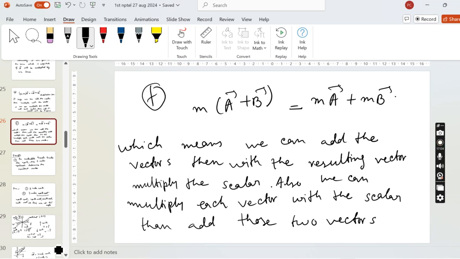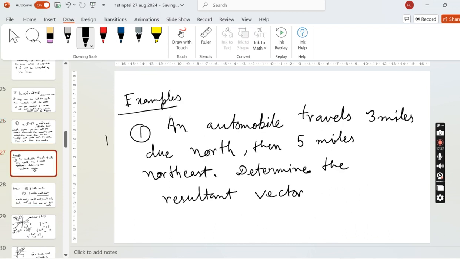Which means we can add the vectors, then multiply with a scalar, and we can also multiply the scalar with each vector and add them. In both scenarios, the effect will be the same. So we need to remember these 6 rules.